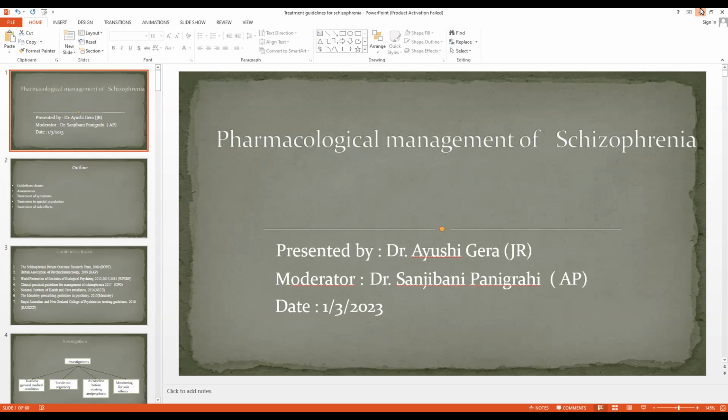Monitoring of side effects. As per the RANZCP guidelines, weight should be monitored at baseline, 4 weeks, 8 weeks, 12 weeks, and annually. But NICE guidelines say that weight should be measured weekly for the first 6 weeks, then at 12 weeks, that is 3 months, then at 1 year, and then annually.